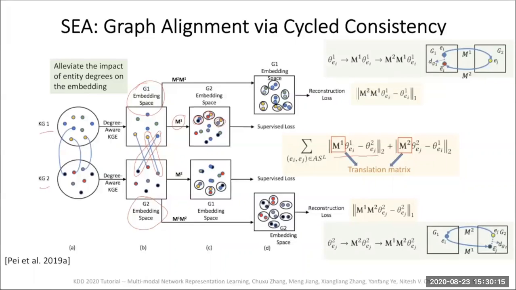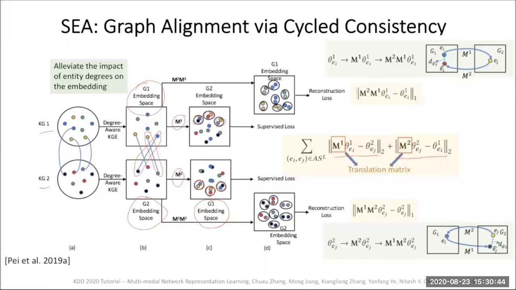In a similar way, we can map the entity words in graph 2 by transition matrix M2 to the graph 1 embedding space. Then we can also compare whether the mapped entity embedding is close to the corresponding entity in graph 1. So the loss here measures the difference.